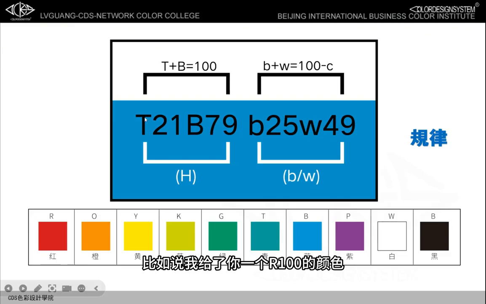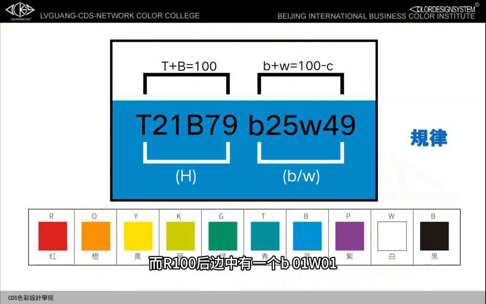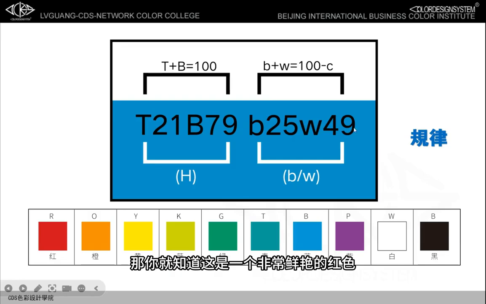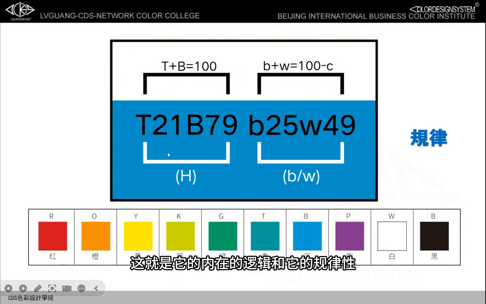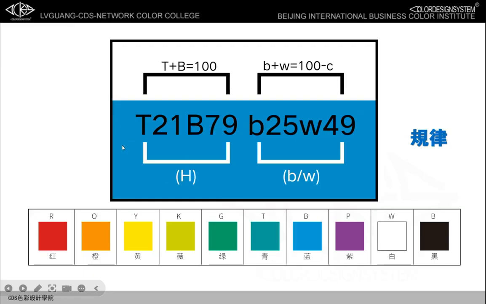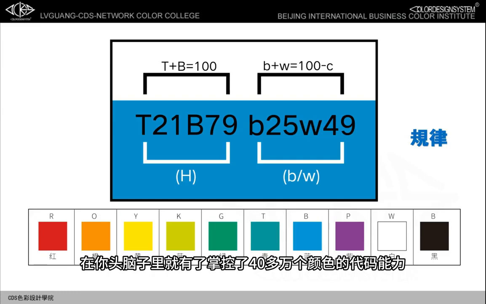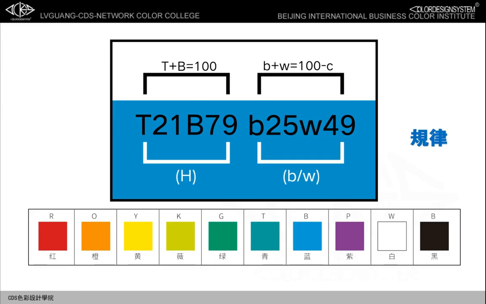For example, I gave you a color of R100. You know it's pure red. And there is a B01, W01 behind the R100. Then you know it's a very vivid red, because our red C is 98. The 3 of them add up to 100. This is its inner logic and its regularity. You have this logical regularity. You have the ability to code over 400,000 colors in your head.